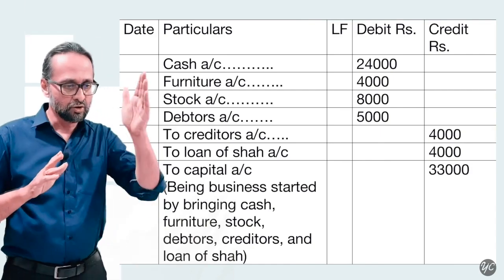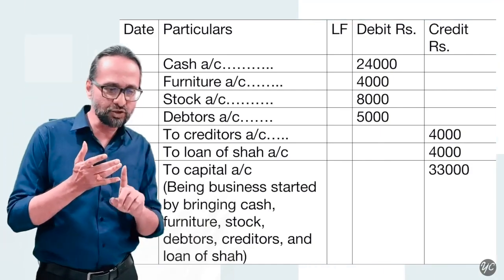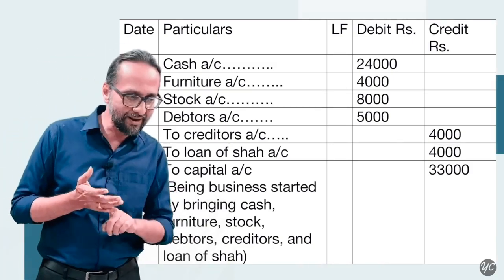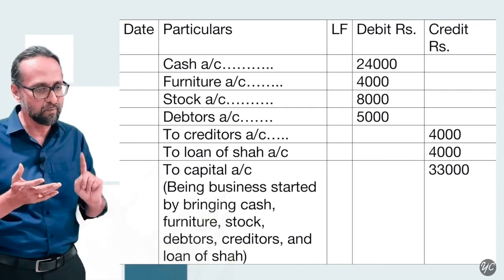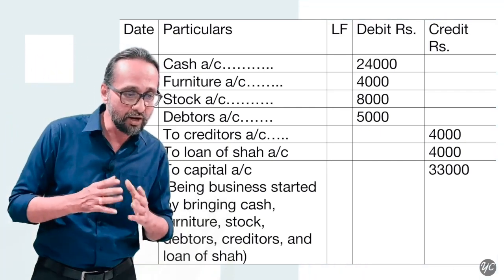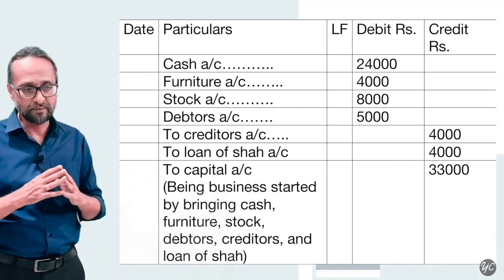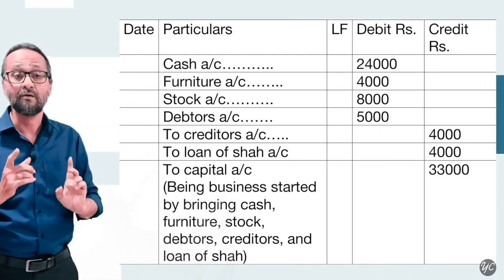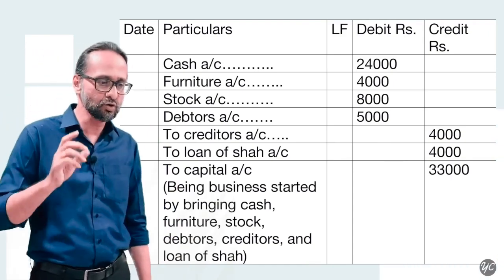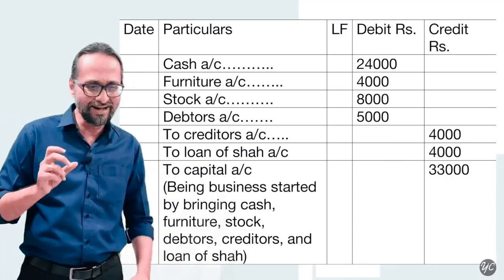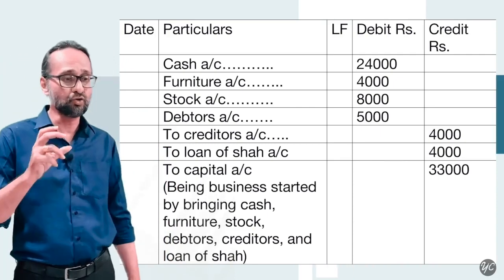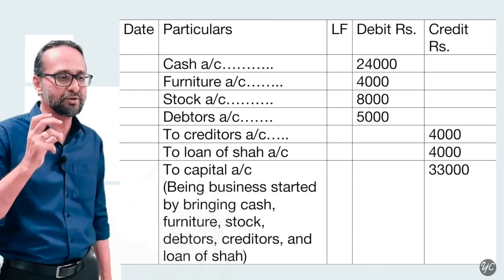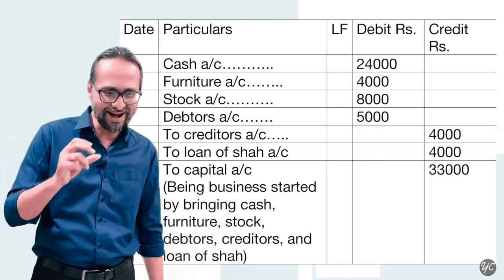Suppose the debited amount is how much? Cash 24,000, furniture 4,000, stock 8,000, debtors 5,000. 24 plus 4, 28 plus 8, 36 plus 5, total 41,000. While in credit, it is only 8,000. So what is the difference between debit and credit? 33,000. So what is that 33,000? It is the capital of Mr. Parth. So our general entry is like that.